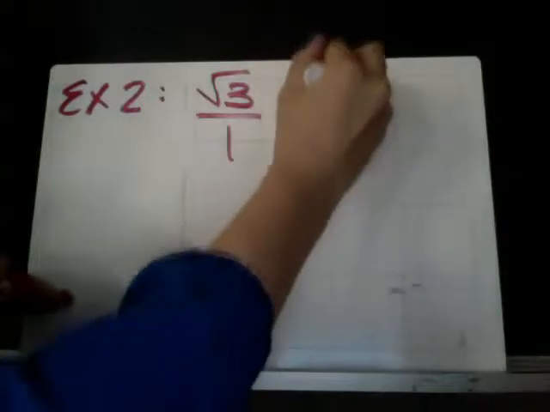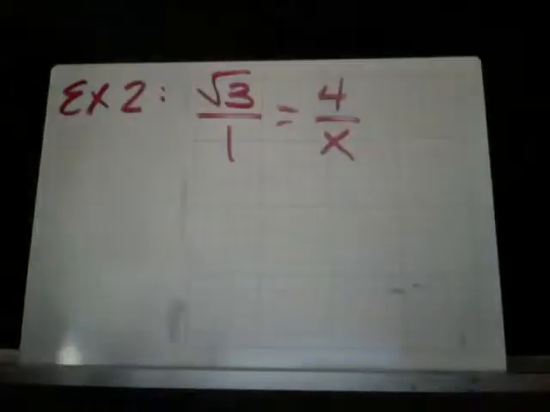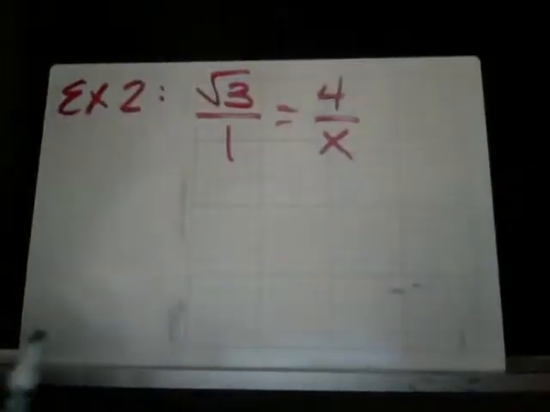Square root of 3 over 1 equals 4 over x. Okay, again, I have a proportion. All right, solve a proportion by cross multiplying. My cross products are equal.